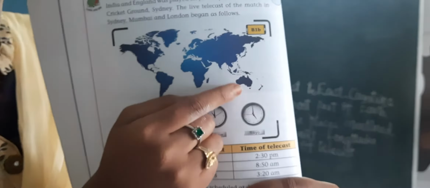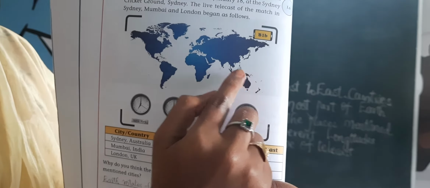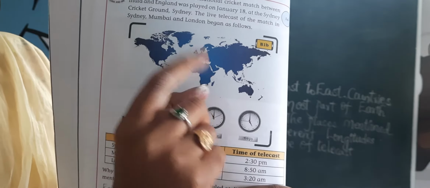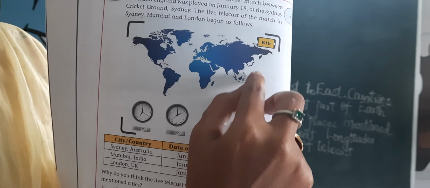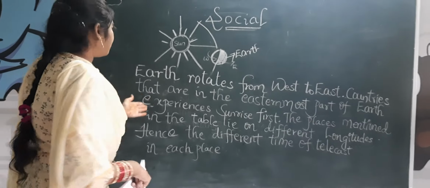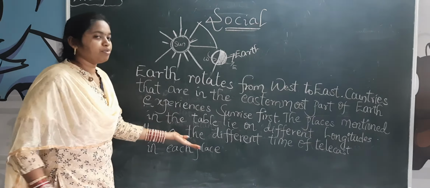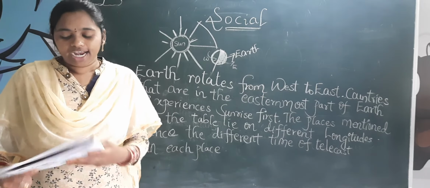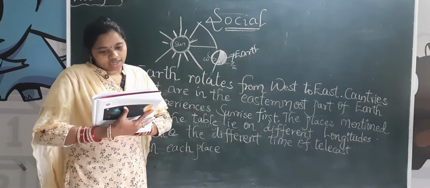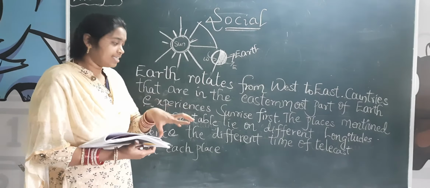So the countries which are located in the easternmost part get to experience sunrise first. That means Australia, Japan, these islands, and the Russia part. These countries experience sunrise first. The places mentioned in the table, that means Sydney, Mumbai, and London.